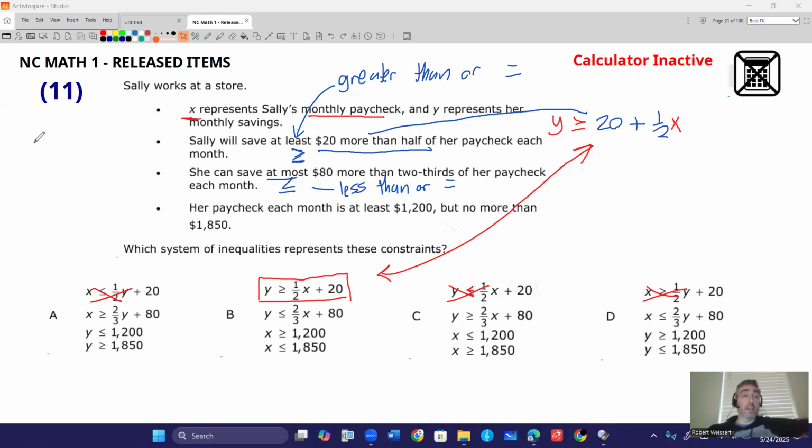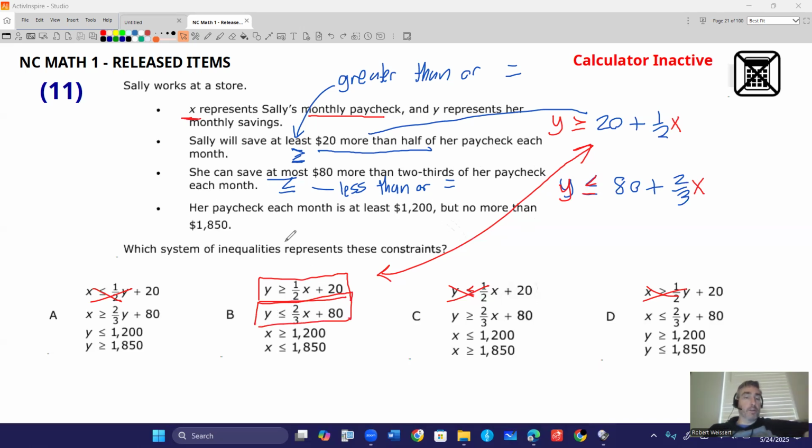Now let's make sure we understand the other answers here. So she can save at most, less than or equal to, $80 more than two-thirds of her paycheck. So Y is less than or equal to 80 plus two-thirds, and her paycheck again is going to be X. So two-thirds X. So again, that's going to be this one.